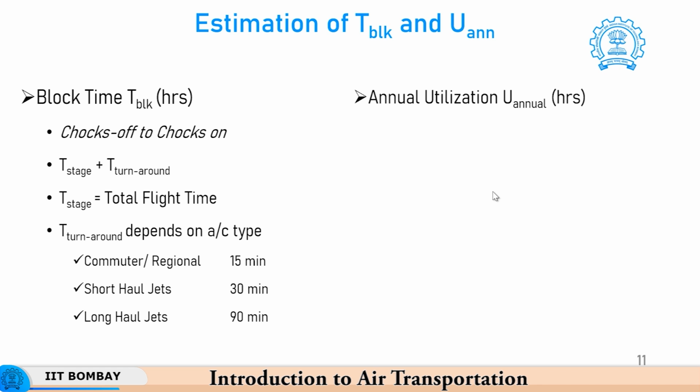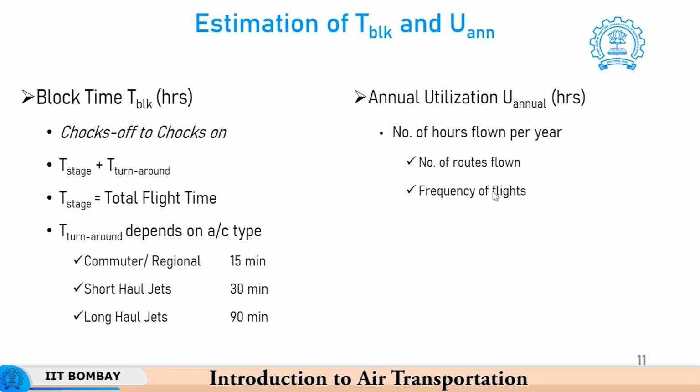As far as the annual utilization is concerned, well, aircraft make money when they fly, when they remain in the air. So, the more the time for which an aircraft is flying and remaining in the air productively with passengers, higher is the benefit to the airline. So, all airlines try to increase the annual utilization of an aircraft to the extent possible. There are some upper limits.